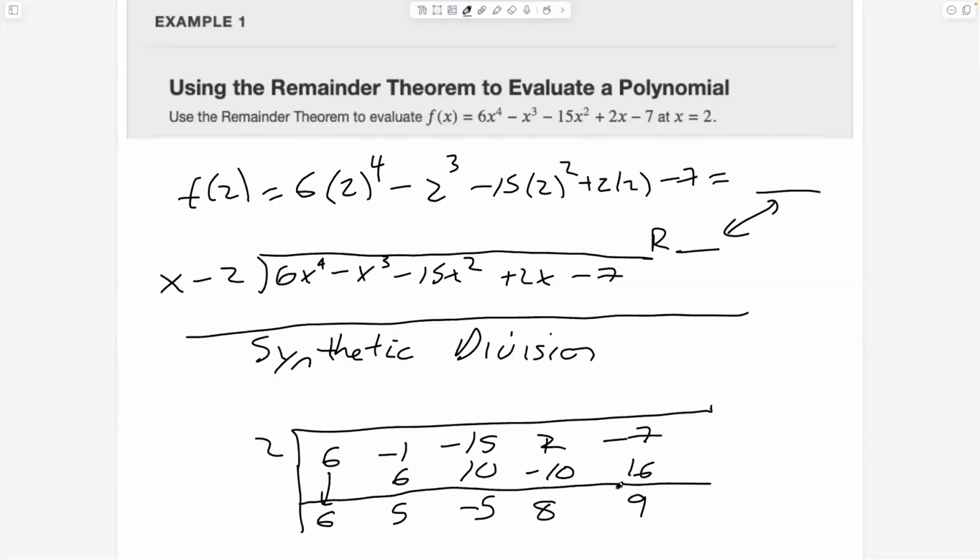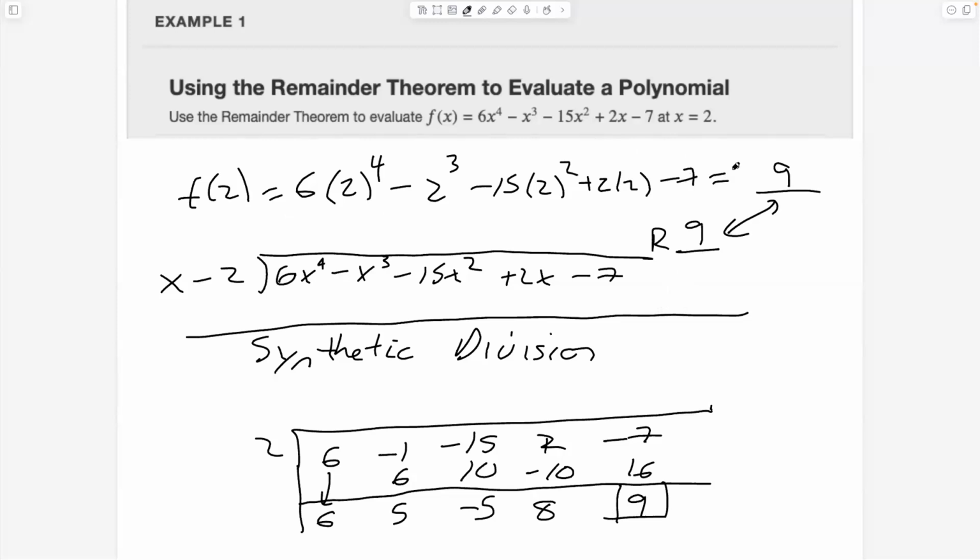Okay, so our final answer here, we normally box that off. That's a remainder. So if you were to do the long division, your remainder is going to be 9. Let me write that a little prettier. That also means that if you were to go through the math here, you can check this on your own, plug 2 into the function, you would have gotten 9.